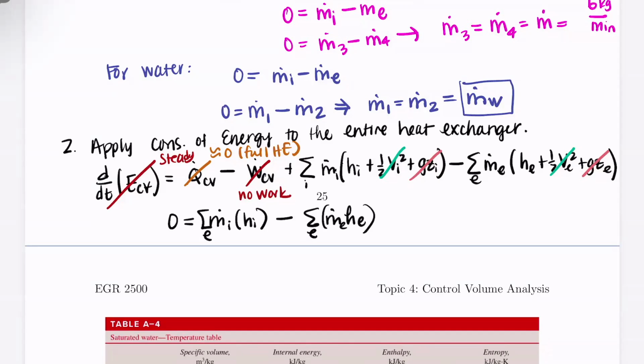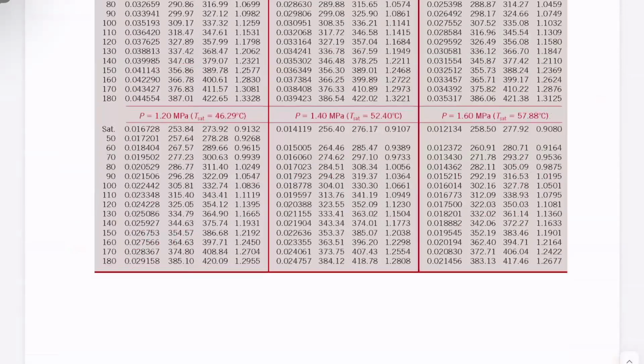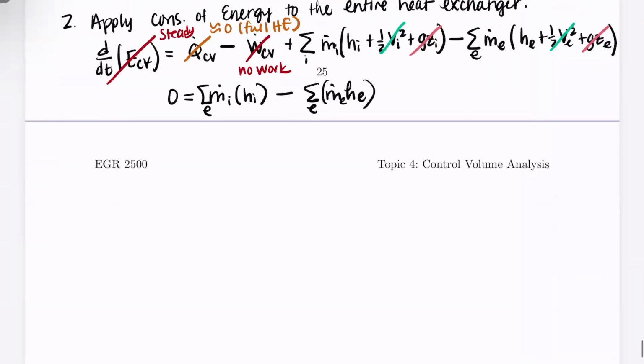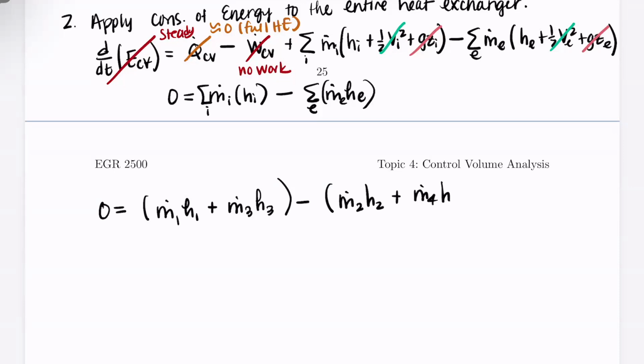Okay, so we have all the tables in here, and you have a page for writing. I'm just going to move this up a little bit. All right, so we have 2 inlets and 2 exits. So we have m dot 1 enthalpy at 1, plus m dot 3 enthalpy at 3, minus m dot 2 H2 plus m dot 4 H4. Now just remember, 1 and 2 are water, and 3 and 4 are refrigerant, okay?